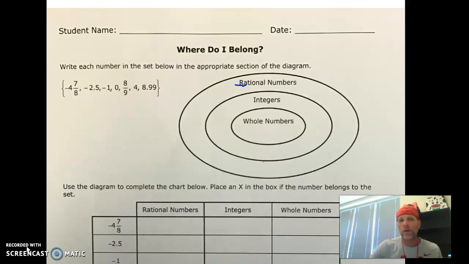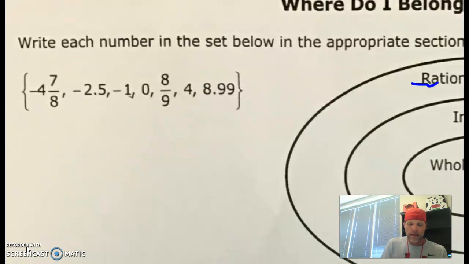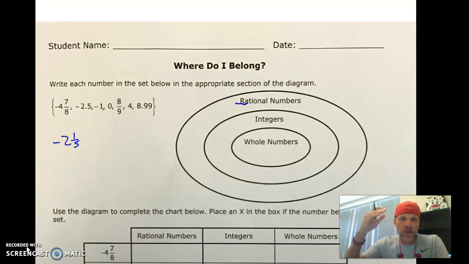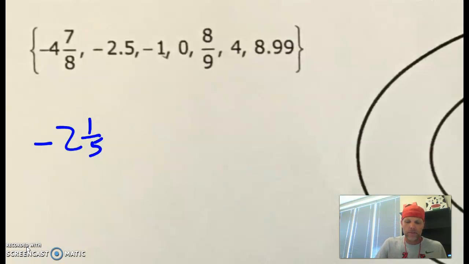Okay, so I'm going to do some problems similar to these, but I'm not going to do those for you. All right, so let's look at -2 and 1/5. It's a negative, so a lot of times we jump straight to thinking, oh, it's an integer. Integers are negative. Well, that's true. But this has something attached to it that changes that.